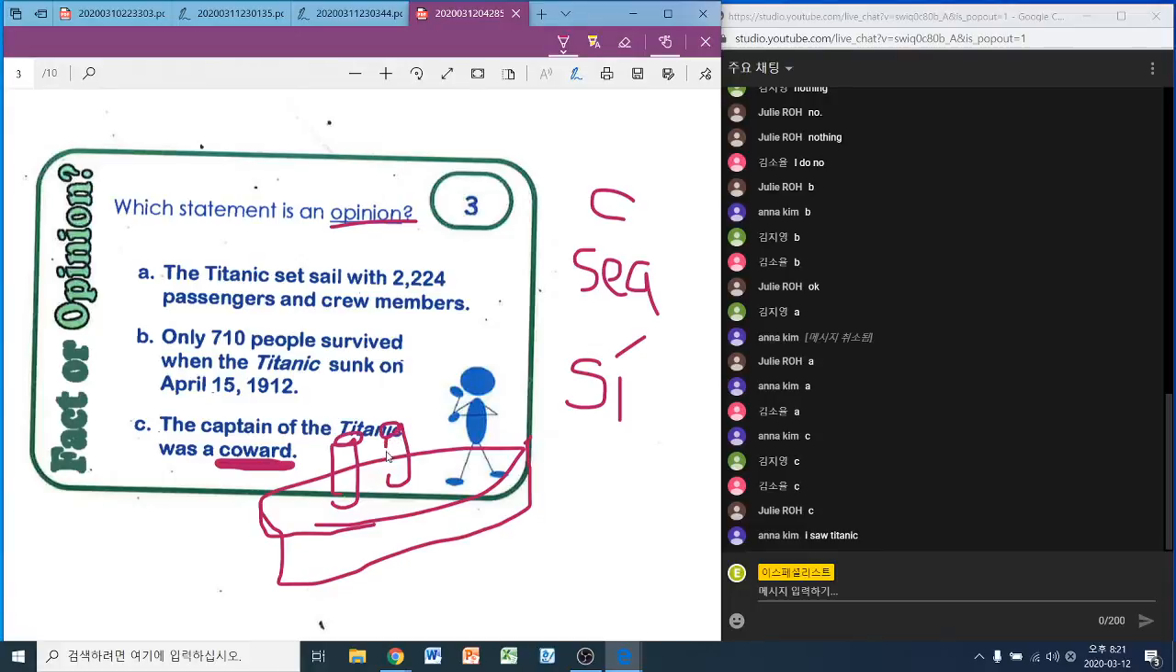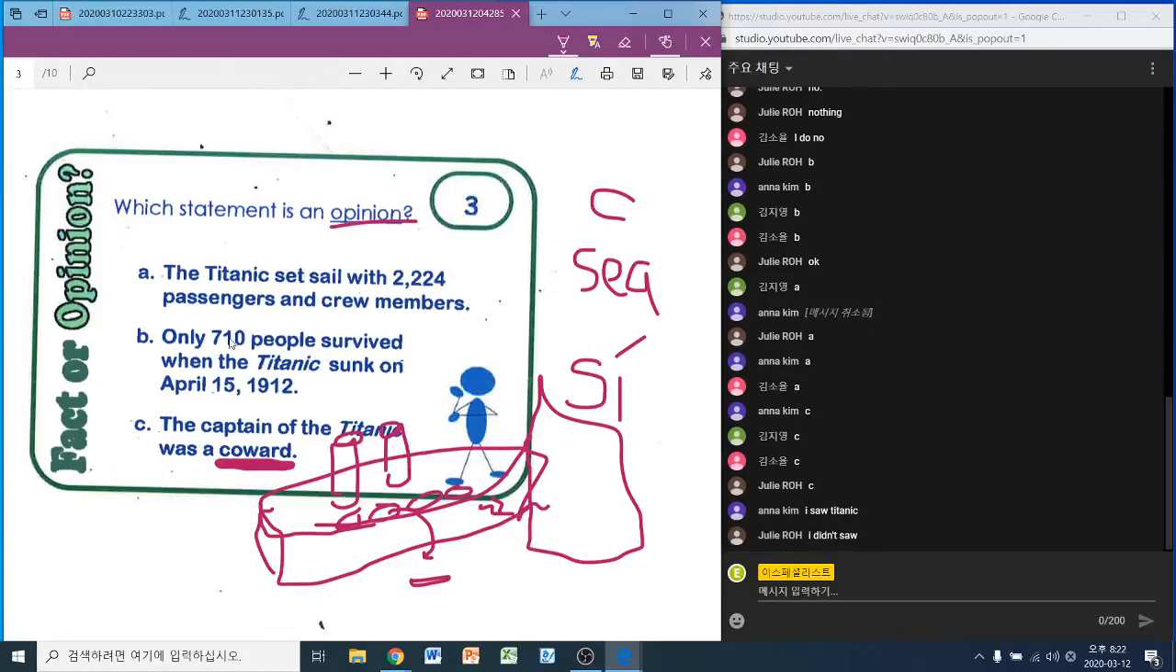The Titanic is a big boat and it's sinking, but they had all these little boats on it so that when it crashed into the iceberg, here's the iceberg, and it broke, people went into these little boats, like this, to escape. But the problem was there weren't enough little boats. There were only enough little boats for like 710 people.